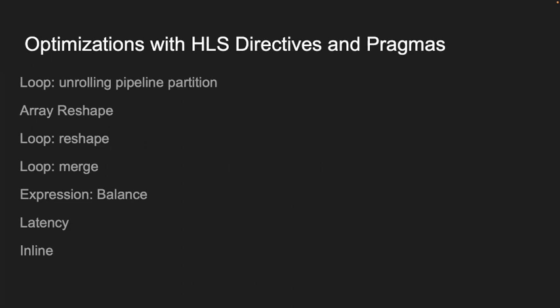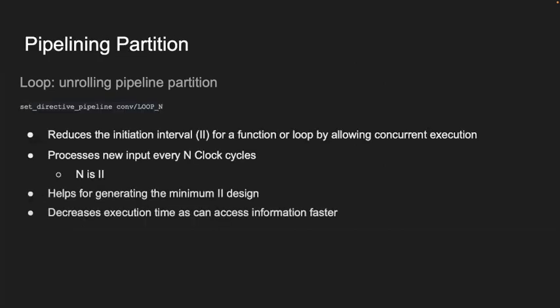So in our C++ files, we needed to do a few things to optimize our initial baseline, and we decided to do some loop unrolling and some pipeline partitioning, array reshaping, loop merge, expression balancing, latency, and inlining. So the benefit of pipelining the partition basically means it can reduce the overall initiation interval of a loop or a function by allowing concurrent execution, meaning that within every n clock cycles, a new process can begin. This helps for generating a very low initiation interval design, and it can decrease the overall execution time as we can access information faster.